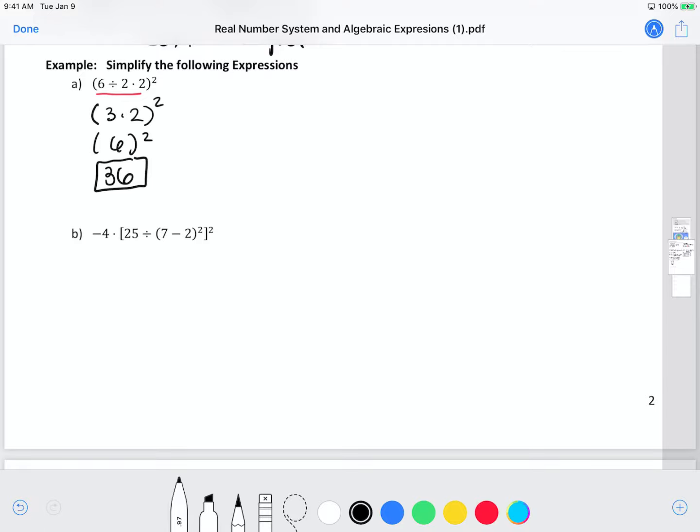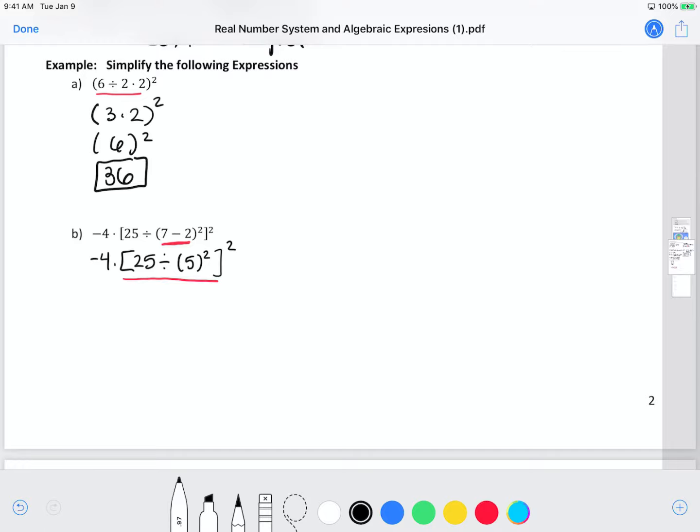Okay, the next example, we have 2 sets of grouping symbols, and we always do the innermost first. So I'm going to do inside here first. I'm going to carry everything else down. So 7 minus 2, that gives me 5. So I did inside the innermost grouping symbol first. Now I've got another set of grouping symbols, which is the brackets. So I need to do inside those brackets next.